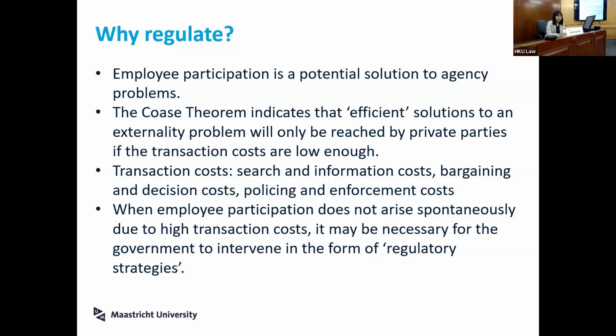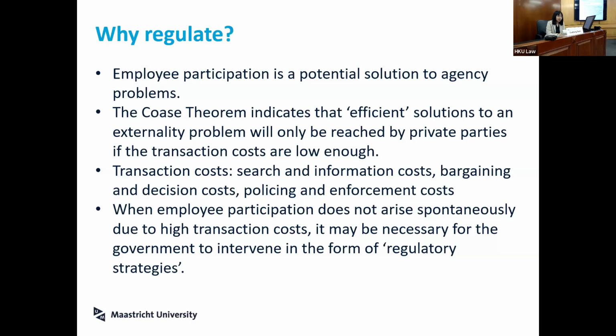And for bargaining and decision costs, of course, they need to bargain over the details of how to implement employee participation. In this case, employees are often in a weak position against employers, so they could not always get very favorable conditions in terms of employee participation. It could be the case that although employers implement employee participation policies, they are more favorable to the interests of the corporations, but not to the interests of employees.